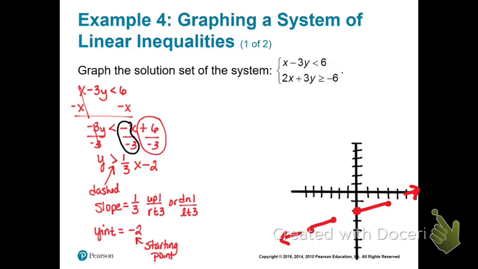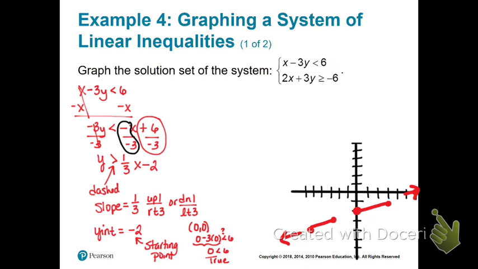Alright, now let's go ahead and do our shading for this one. So we're going to pick a point not on the line. What's a point that's not on our line? 0, 0. So I'm going to do that down here beside the y-intercept. So I have 0, 0. So let's plug it in. My equation was x minus 3y is less than 6. So it's 0 minus 3 times 0 is less than 6. We want to know, is that true? Well, what's 0 minus 3 times 0? Is 0 less than 6? Yes, it is.